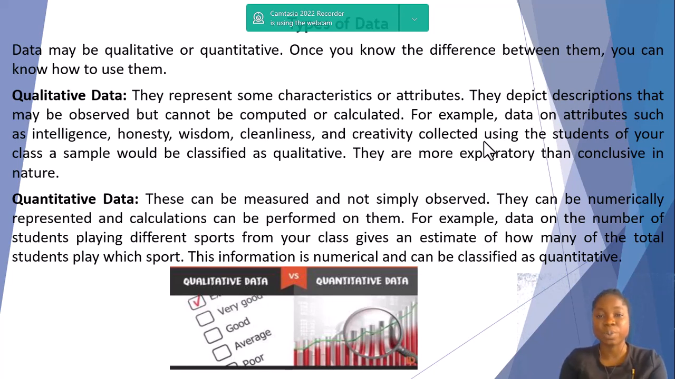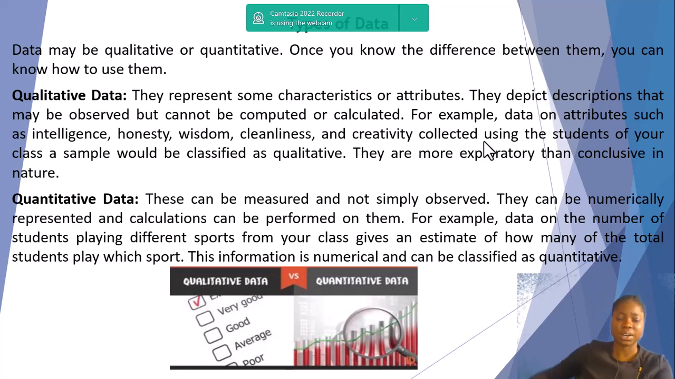Now, quantitative data. They are numerical, they are numerically represented. They can be calculated. Calculations can be performed on them, unlike qualitative data, on which calculations cannot be performed. Quantitative data are numbers, in short. They are numerically represented and they can be calculated.